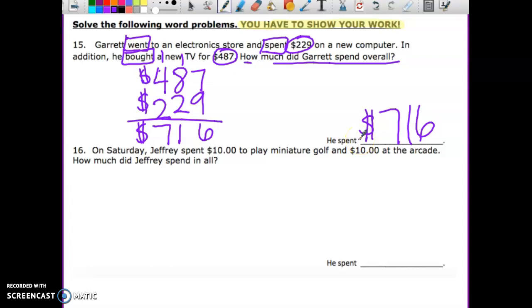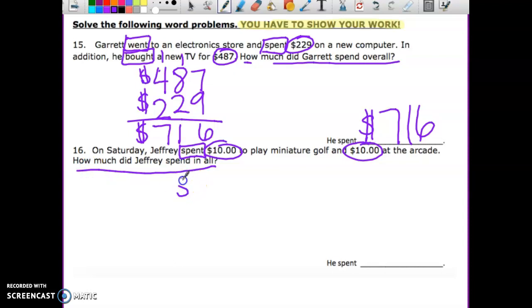This one also tripped them up. I had a lot that told me the answer was 0, and we, again, had to kind of act it out of, hey, I went here and did this, I went here and did this, so how much did I spend? So Jeffrey spent $10 to play miniature golf and $10 at the arcade. How much did Jeffrey spend in all?